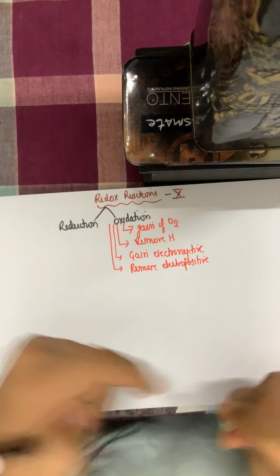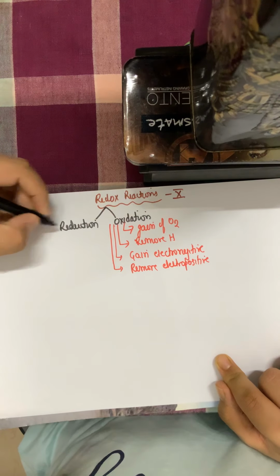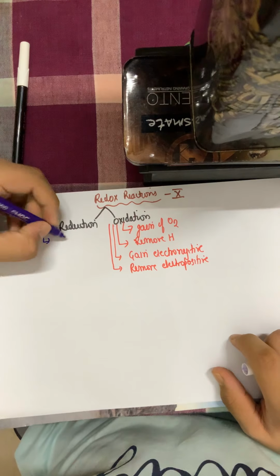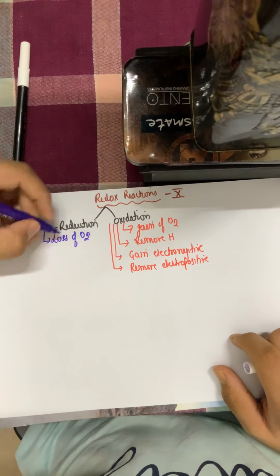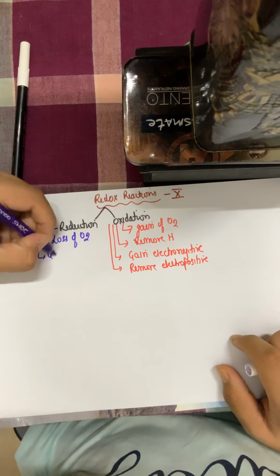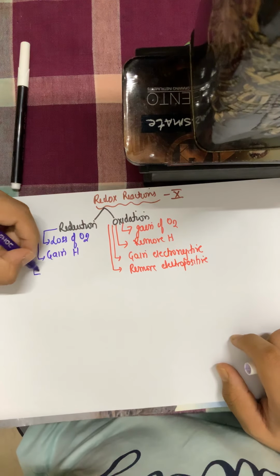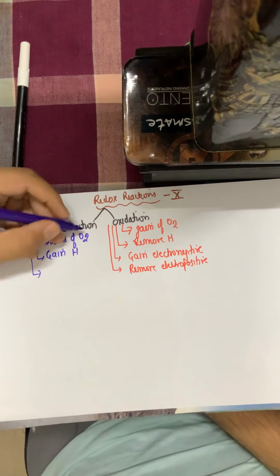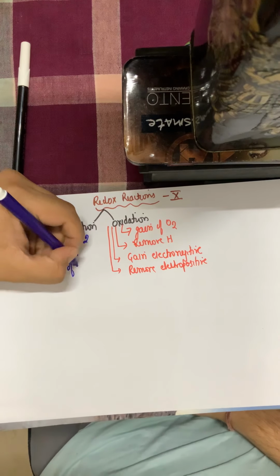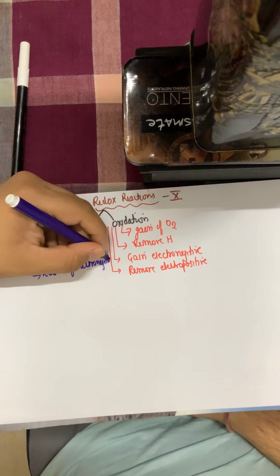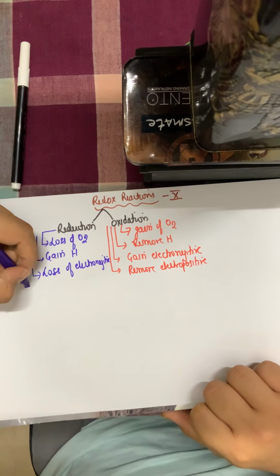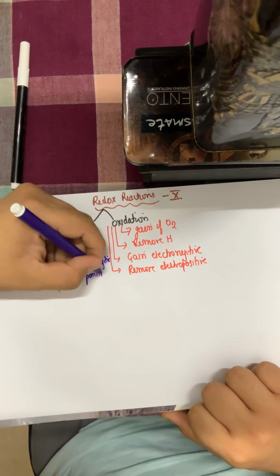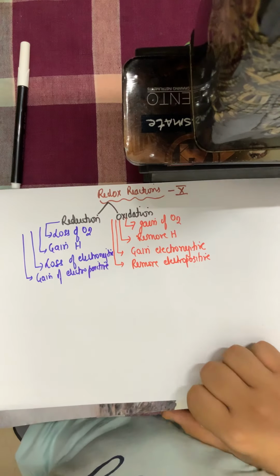Reduction is just the opposite. So I'll just use the opposite terms for reduction. Oxidation was gain of O2. So what is reduction going to be? Loss of O2. Remove hydrogen, so gain hydrogen. Again, just the inverse of it. Loss of O2 means loss of electronegative elements. Remove electropositive, gain electropositive. Gain of electropositive elements will be a reduction.